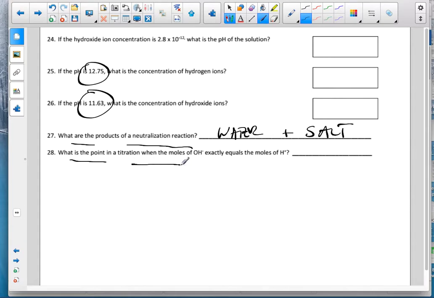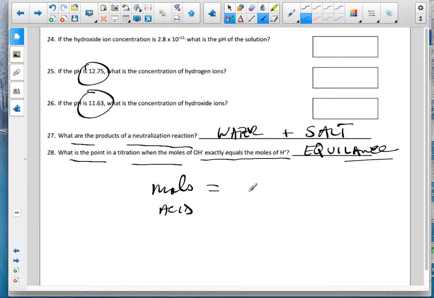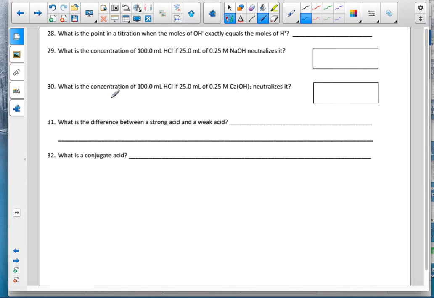What is the point in the titration where moles of OH actually equals moles of H? That's what we call equivalence. Equivalence is when moles of the acid are equal to moles of the base. Boom. Next. What is the point in titration where OH exactly equals H? It's like the same thing.